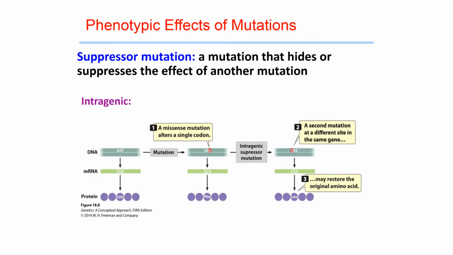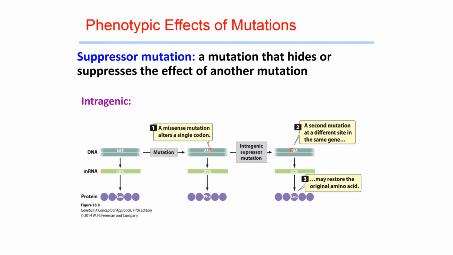A very interesting group of mutations are suppressor mutations. They can be intragenic or intergenic. A suppressor mutation actually triggers changes of the mutated phenotype back to wild type phenotype. However, they are not reverse mutations. They do not reverse the original mutation. What they do, they introduce an additional second mutation that actually hides or suppresses the effect of the first mutation.